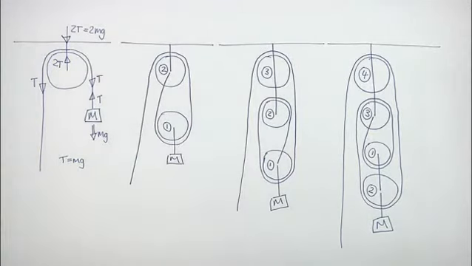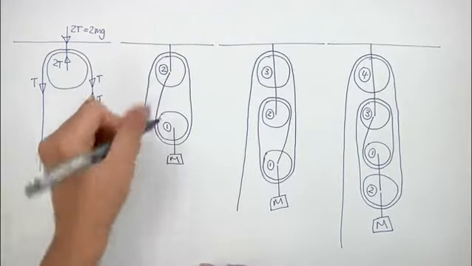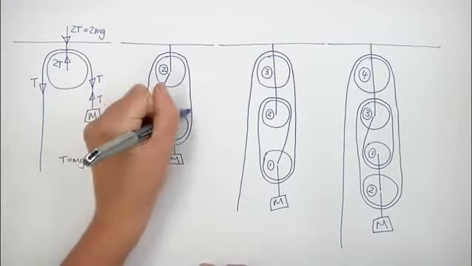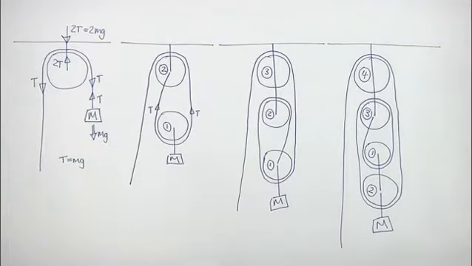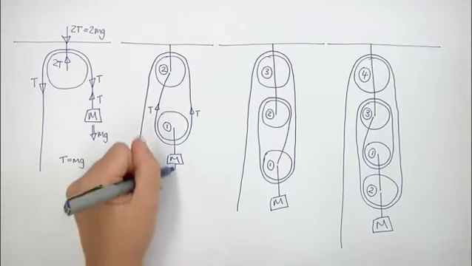Now let's consider a system with two pulleys. If we consider a force balance on pulley number 1, then we can see that the tension in the rope, T, must be equal to mg over 2.